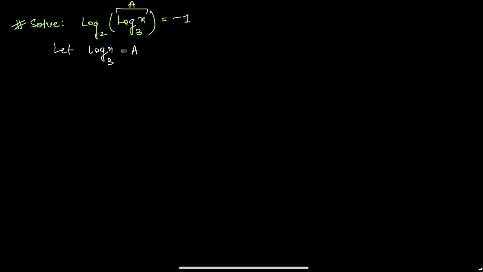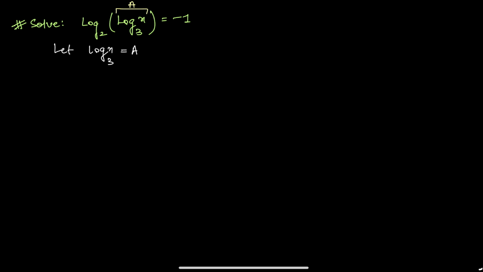This is your next question which is asking us to solve, and what they have given us: log with base 2 of log x with base 3, and on the right hand side it is equals to minus 1. How we are going to solve this? So first of all I will say let log x with base 3 is a. So now we have taken this complete expression as a.